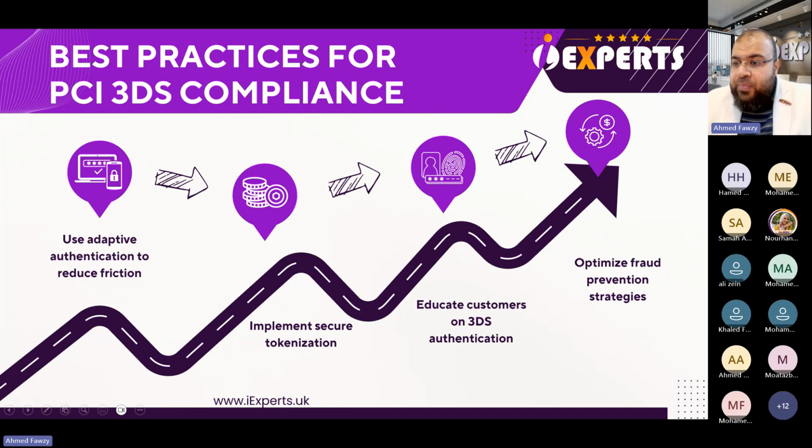For PCI 3DS, we usually recommend using adaptive authentication to reduce friction or something like that. Let's implement secure tokenization. Let's make sure that the components are safe and secure. Let's educate your customers on 3DS authentication. Let's optimize the fraud prevention by having the 3 components between the 3 domains managed, safe, and secure.